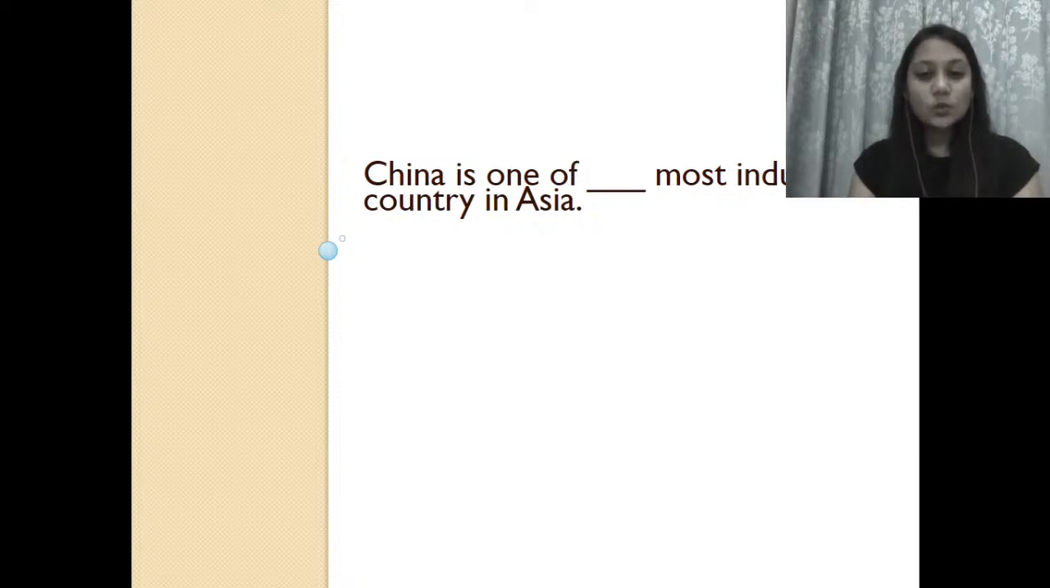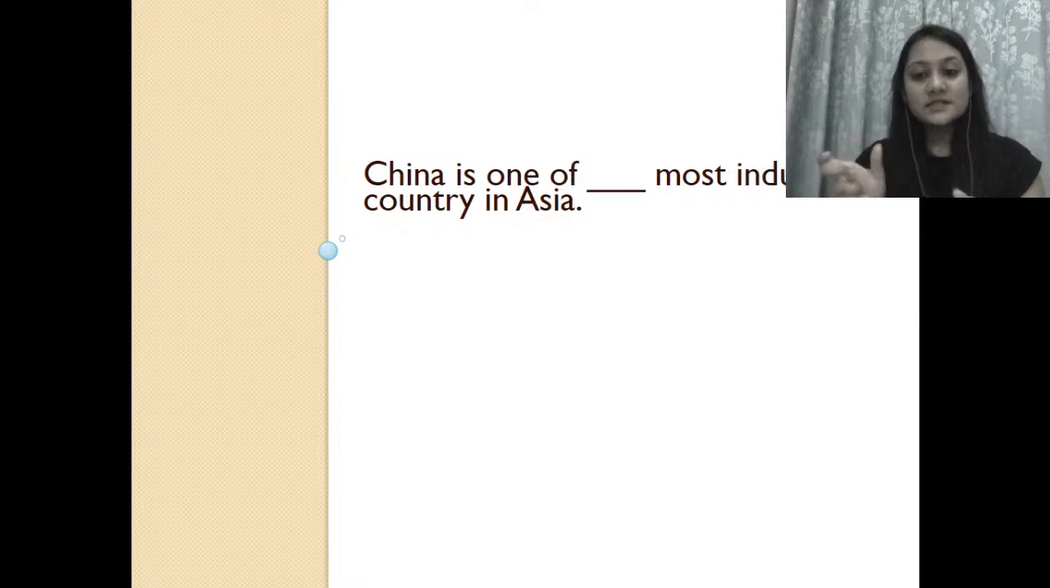Next, China is one of dash most industrial country in Asia. So what do you think? What is the correct answer for this question? Do you remember we have discussed superlative adjectives, right? Any memory of it? Superlative adjectives are used when we compare things and put degrees in front of them, like bigger or smaller, taller or shorter, best, better, good. Those are called superlative adjectives.